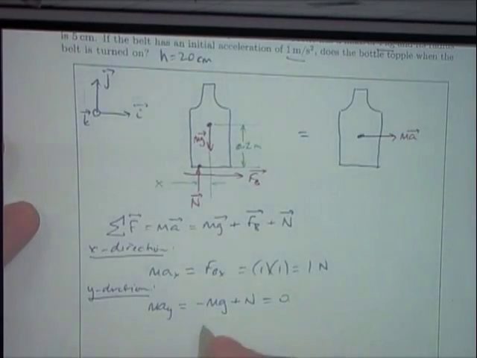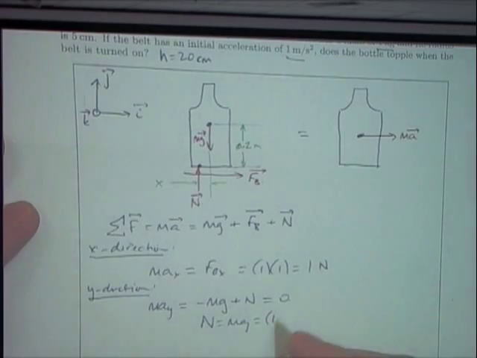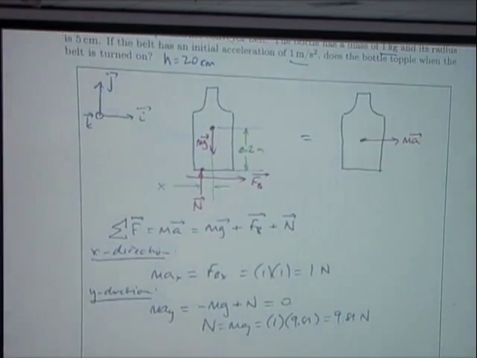And so we can say that N equals mg, which is going to be 1 kilogram times 9.81 meters per second squared, so that's going to be 9.81 newtons. Okay, so that's N. So we now know what N and the force of the belt are. We've got 1 newton for the force of the belt and the normal reaction force, 9.81.